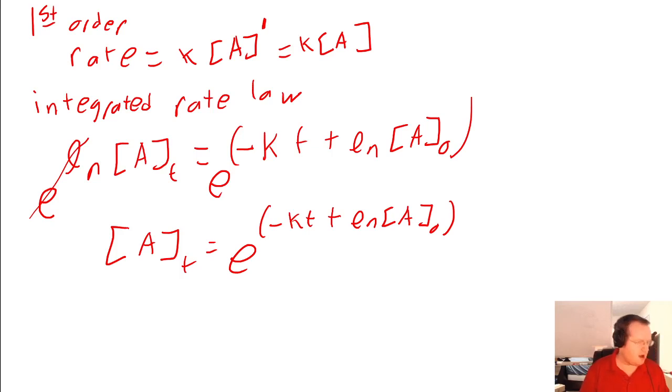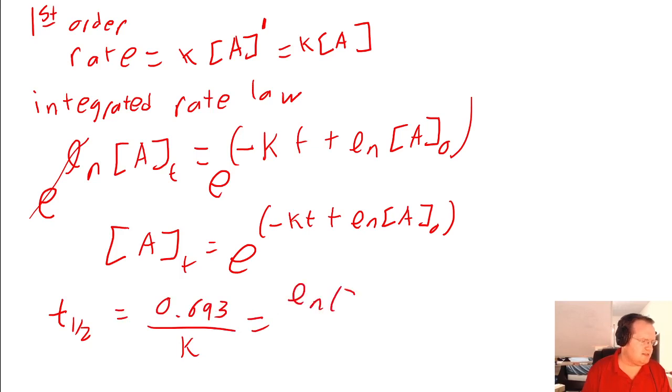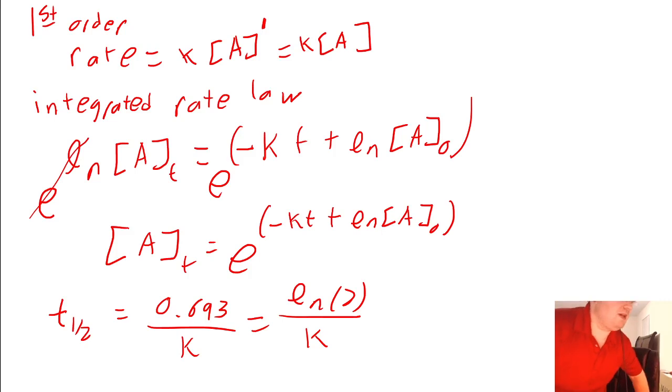So I do want to cover the rest of the parts of first order before we do an example. So the half-life is going to be equal to 0.693 over k, or you'll also see it listed as natural log of 2 over k. So that's our half-life equation. You'll notice that for first order reactions, you don't have to put the initial concentration in the half-life. It stays the same. For other rate laws, the half-life will include the initial concentration as part of it.